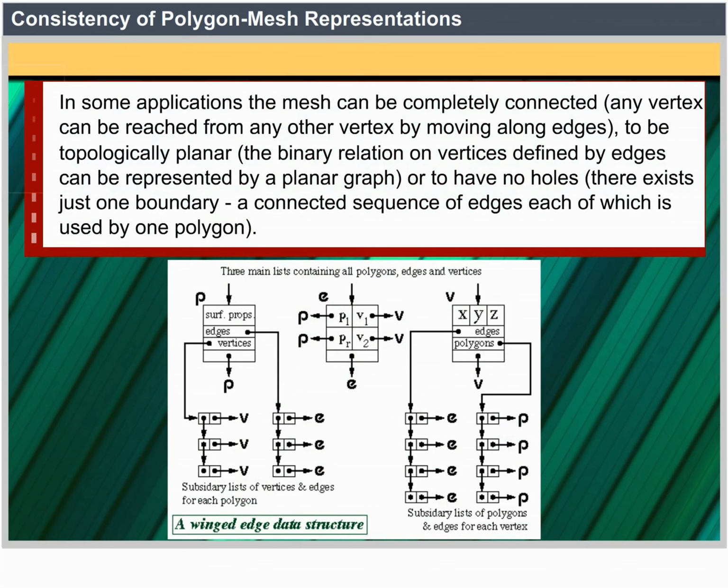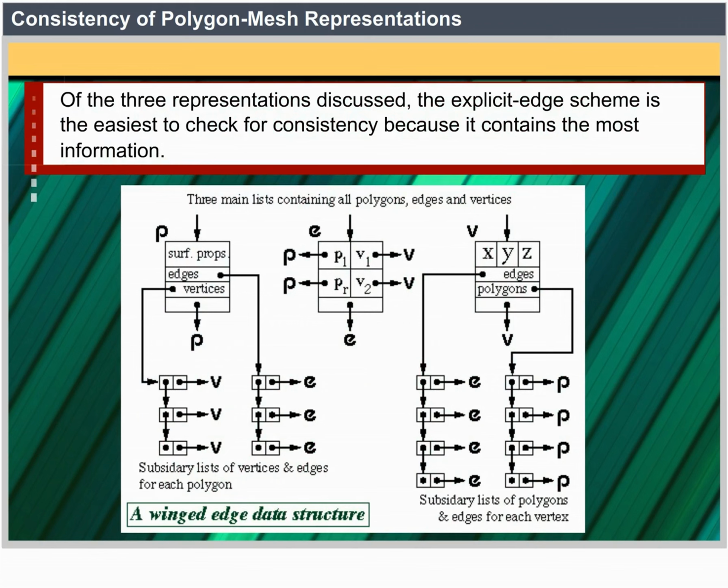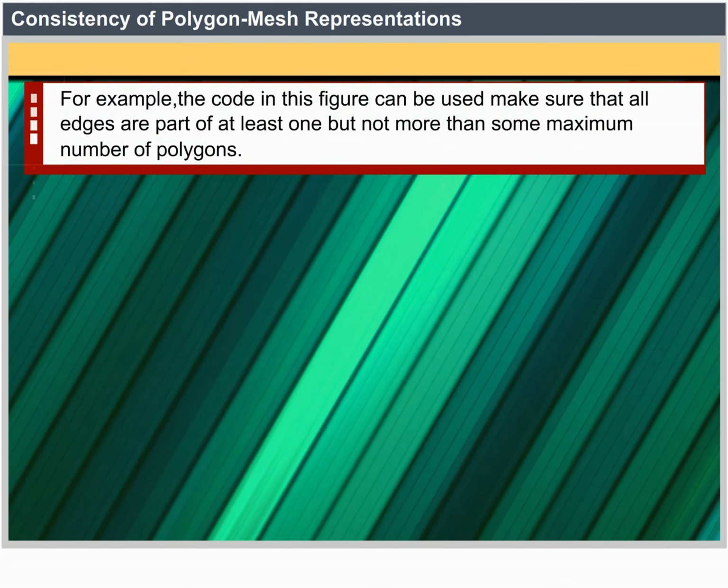To be topologically planar, the binary relation on vertices defined by edges can be represented by a planar graph. Or, to have no holes, there exists just one boundary, a connected sequence of edges, each of which is used by one polygon. Of the three representations discussed, the explicit edge scheme is the easiest to check for consistency because it contains the most information. For example, to make sure that all edges are part of at least one but not more than some maximum number of polygons, the code in this figure can be used, as shown.